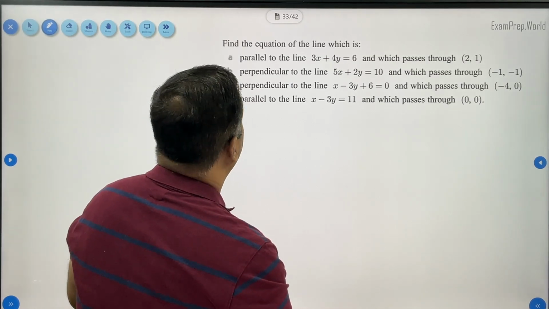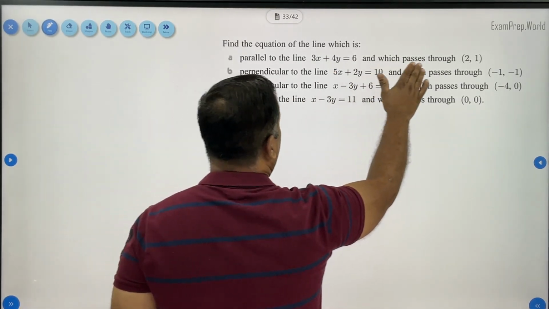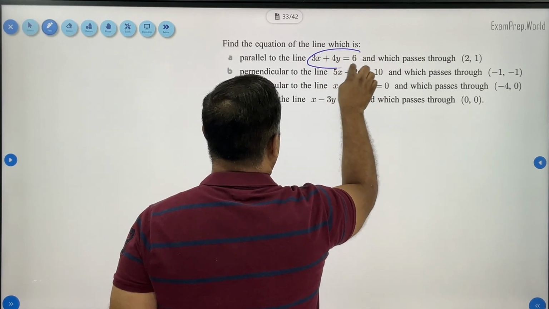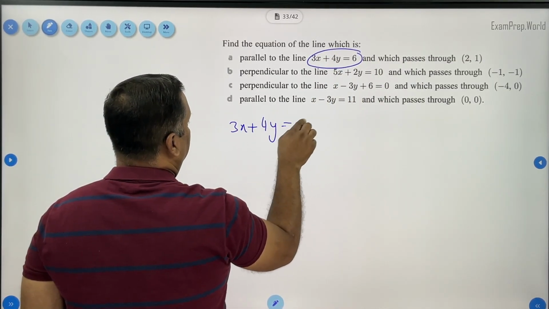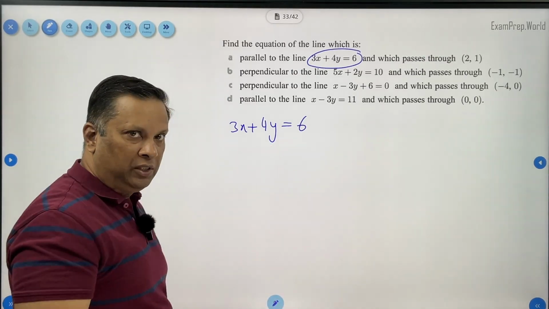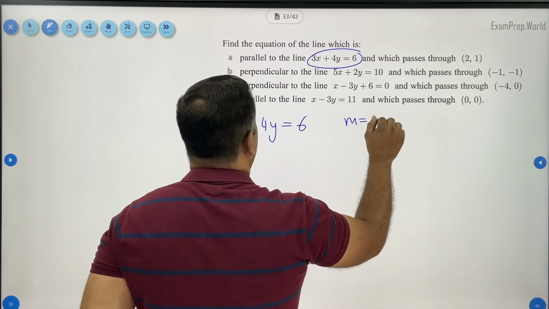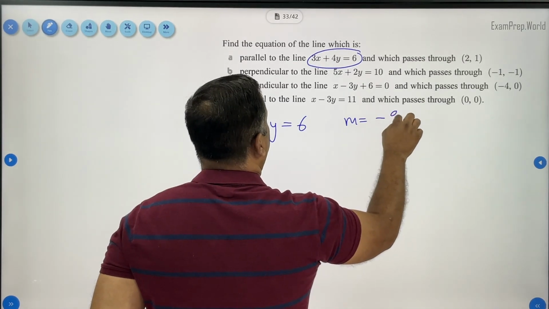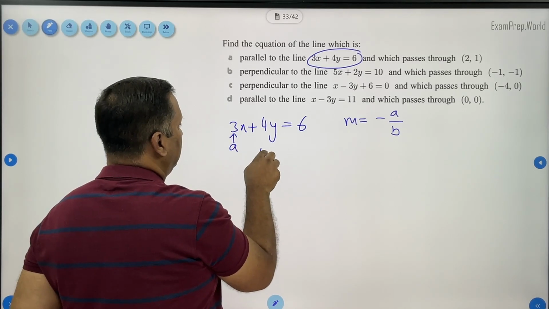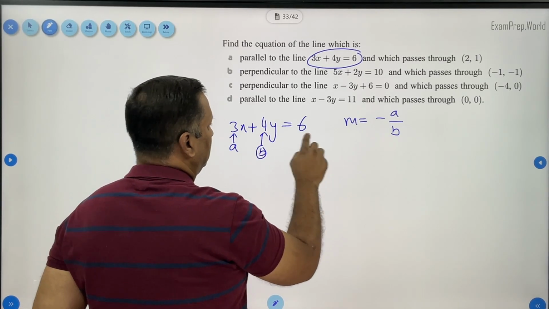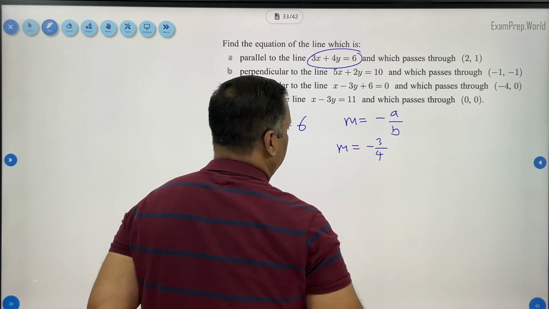So now, one more time. Find the equation of the line parallel to the line, which passes through this. They have given us the equation in standard form: 3x plus 4y equals 6. So what is the gradient of this line? The gradient for this line is minus a by b. What is a here? A is 3 and b is 4. So the gradient of this line is minus 3 by 4.